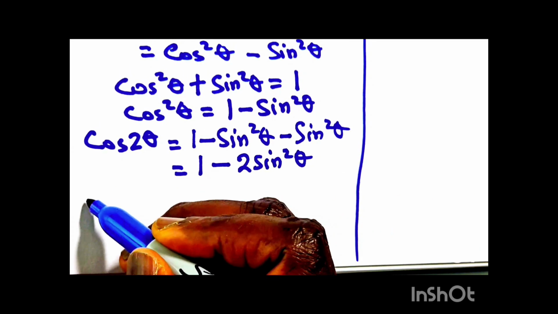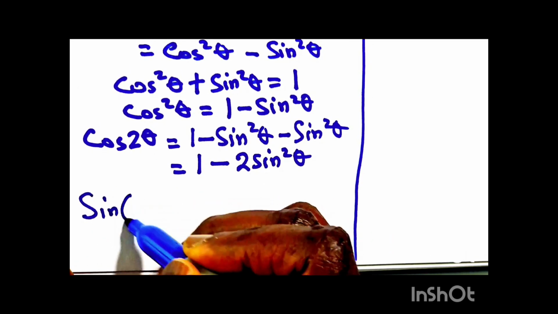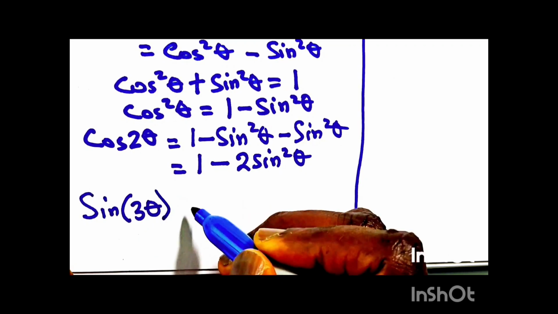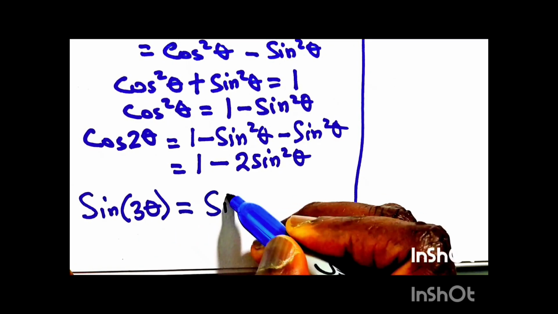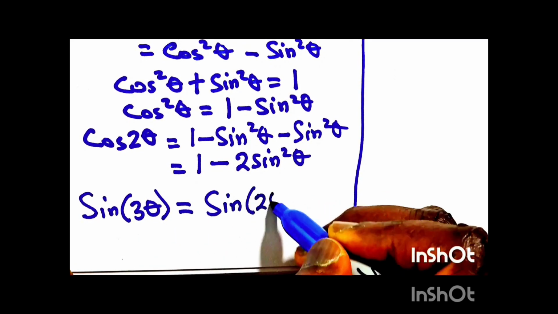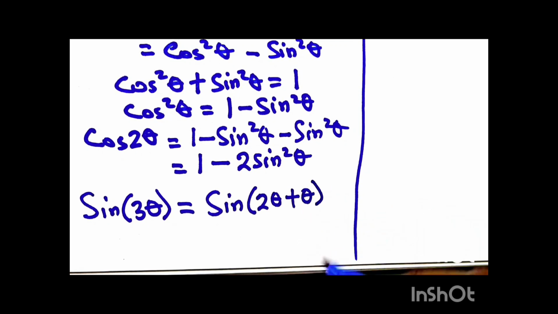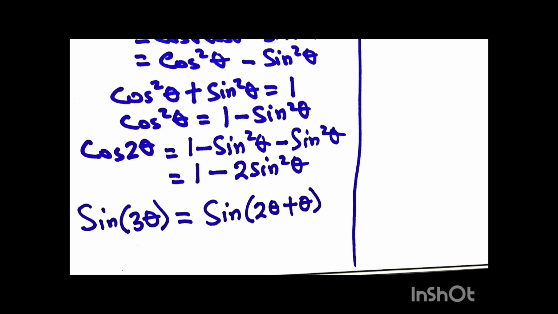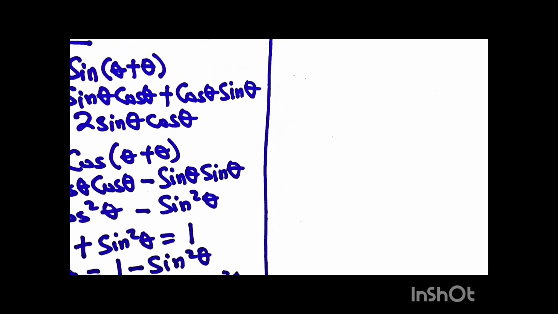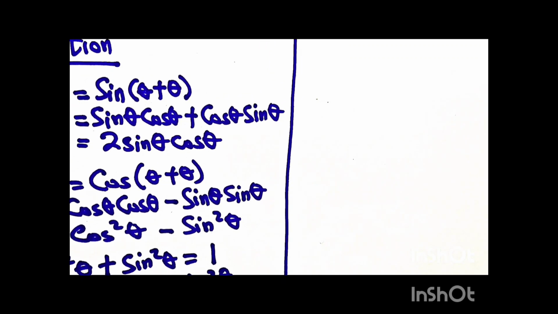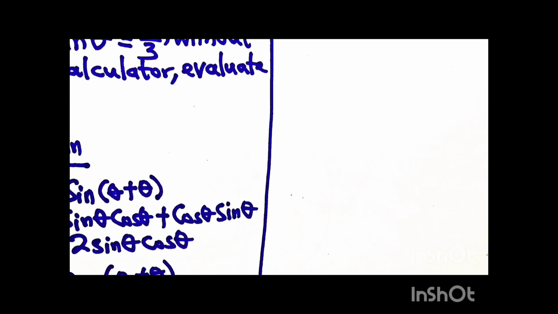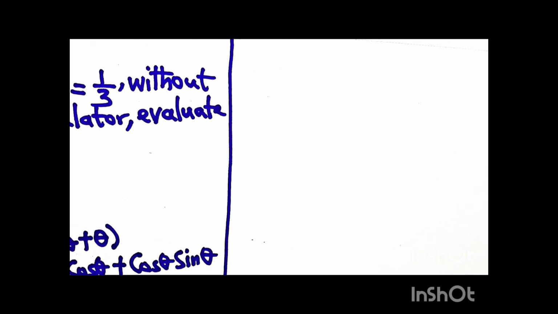Now, looking at the expansion of sine 3 theta, it is the same thing as saying sine of 2 theta plus theta. How are we following that? Sine 2 theta plus theta. And if we expand that, what are we going to have?